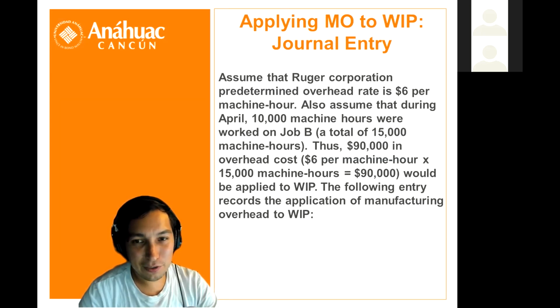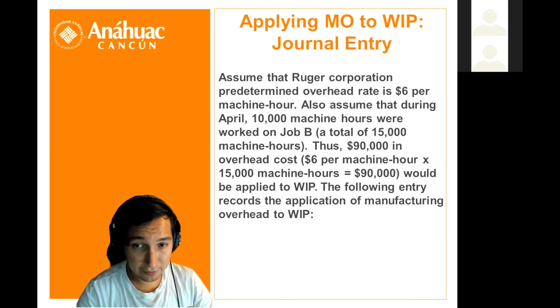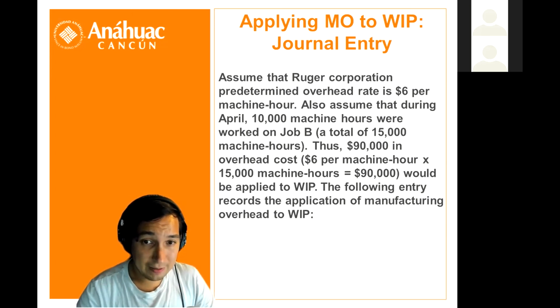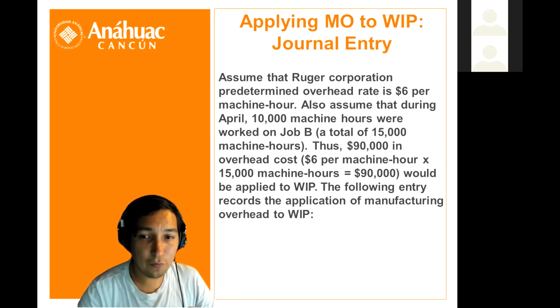Assume that for Ruger Corporation, the predetermined overhead rate is $6 per machine hour. Also, assume that during April, 10,000 machine hours were worked on job A and 5,000 machine hours were worked on job B. So that's a total of 15,000 machine hours. So that makes 90,000 in MO. So we're going to take $6 per machine hour times 15,000 equals 90,000. So that's where the 90,000 is coming from. And we're going to apply that from MO into WIP.